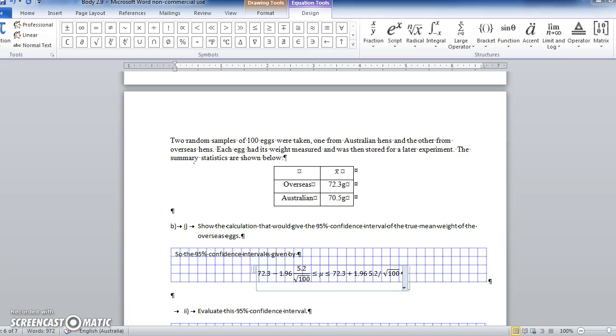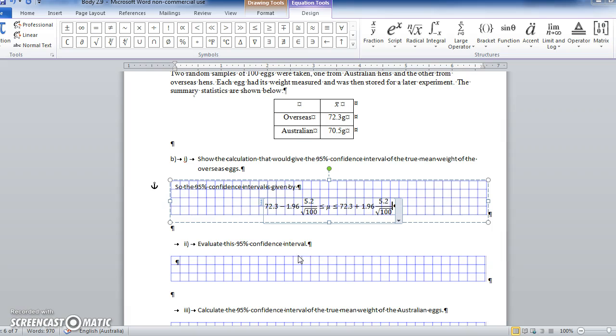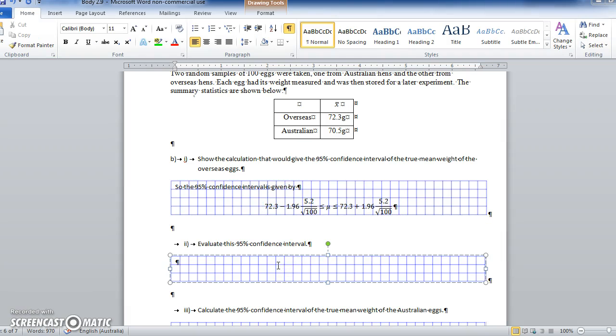Okay, and so that's the calculation that would give the 95% confidence interval of the true mean weight of the overseas eggs. You could initially write the actual formula in terms of x bar, sigma and n. I'll leave that up to you. It depends on how comfortable you're feeling with these sort of calculations. So evaluate this 95% confidence interval.